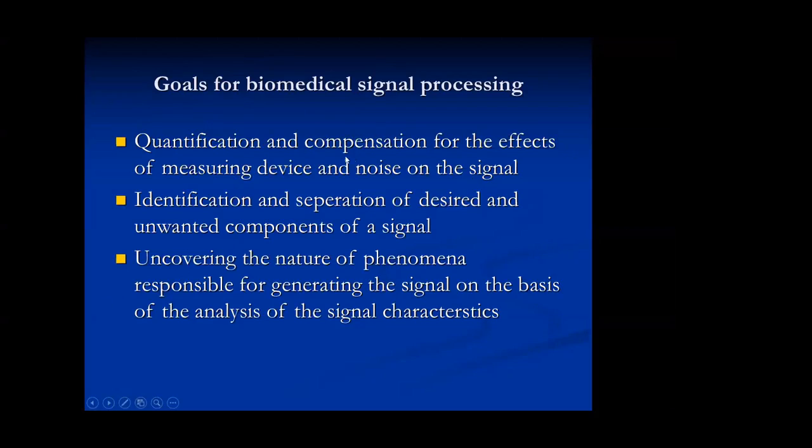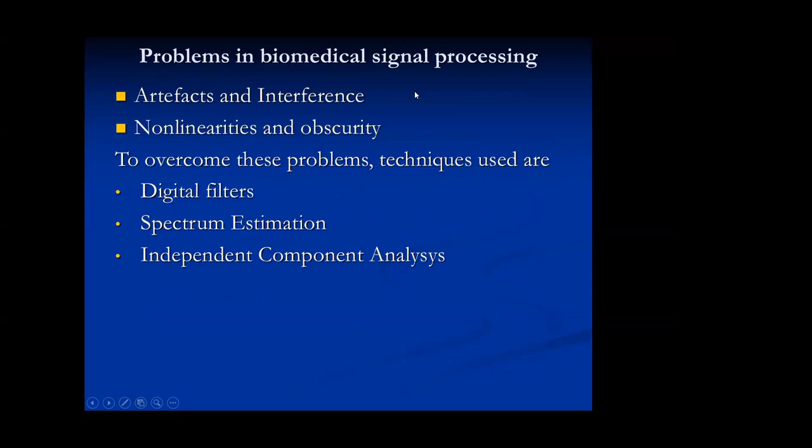so these are the goals for biomedical signal processing. We have to separate the desired signal and undesired signals, and we have to quantify the effect of the measuring device, and then we have to analyze the signals. These are the basic three goals of any biomedical signal processing. The various problems in biomedical signal processing are artifacts. Whenever you want to measure the signal, there will be some undesired signal like noise. In case of communication, in biomedical terminology, we will call them artifacts.